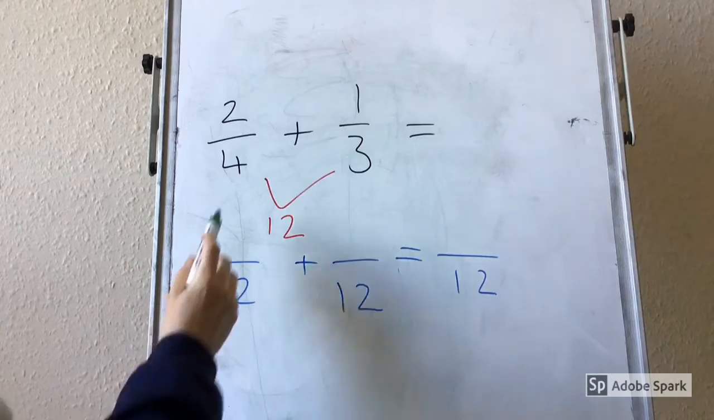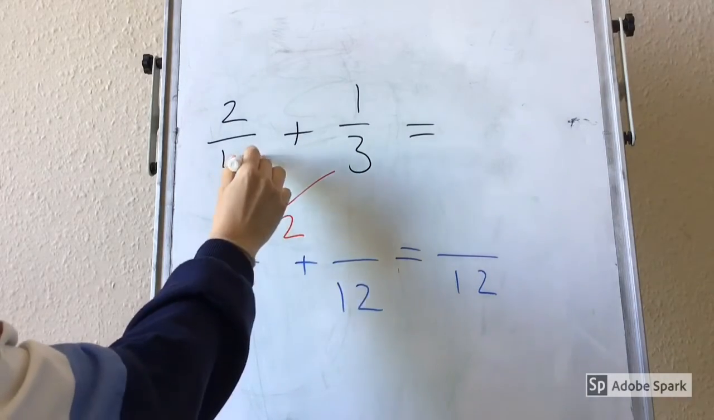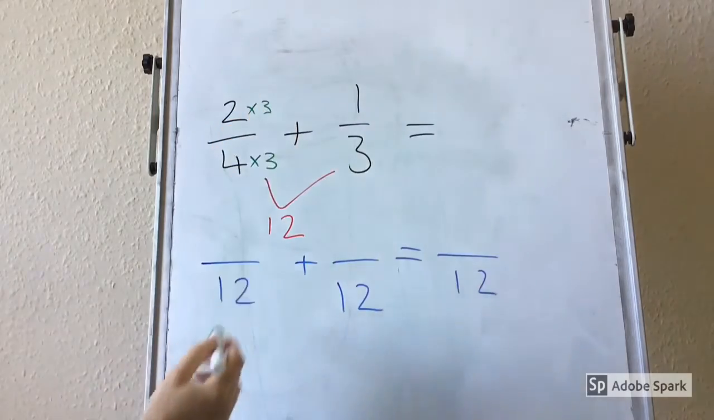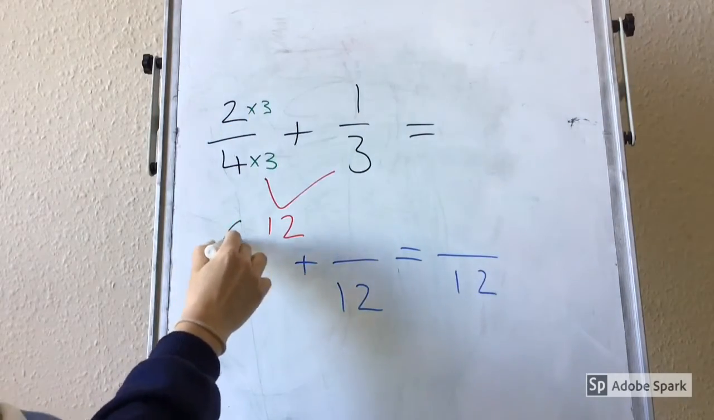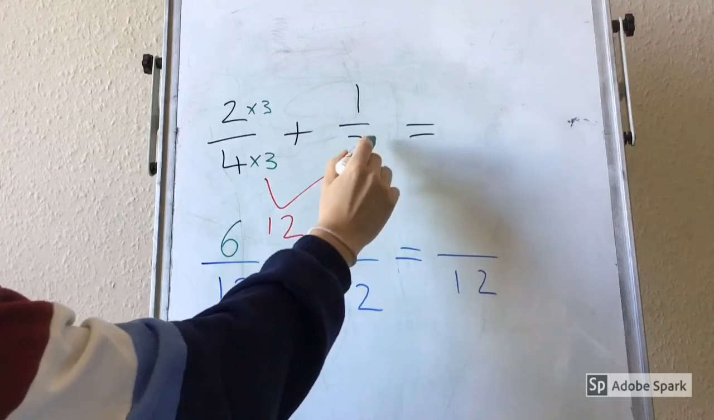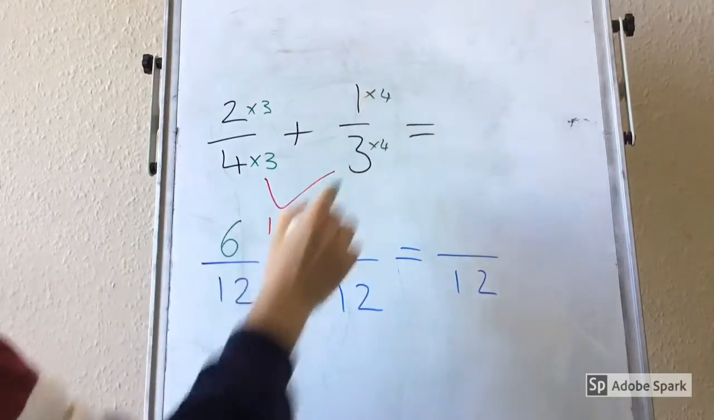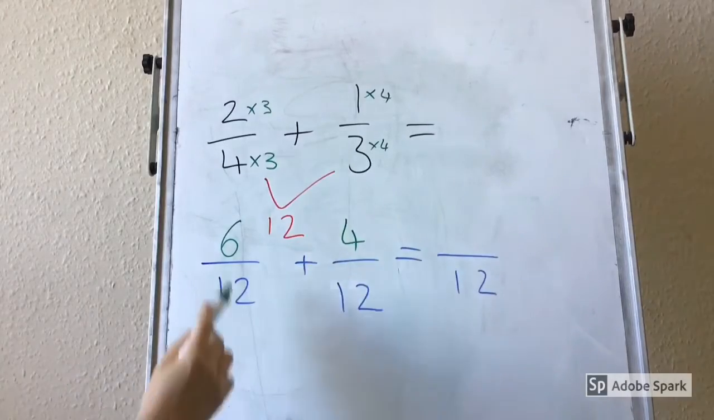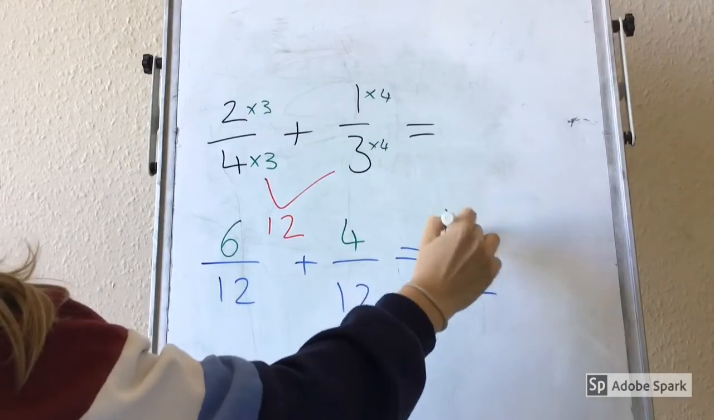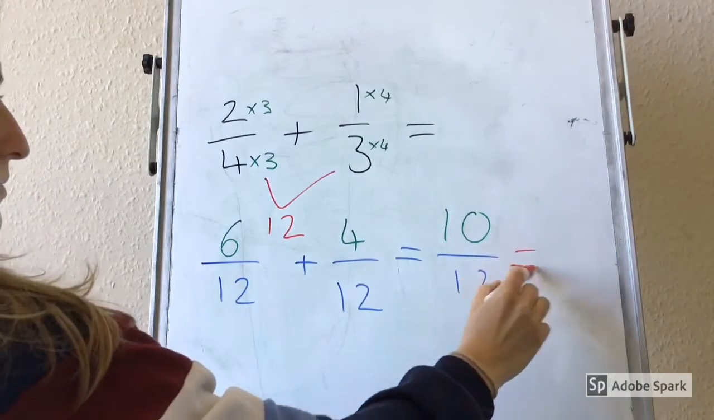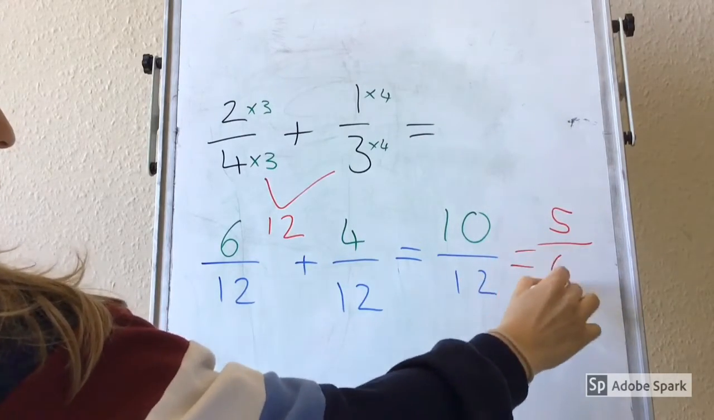So let's start with our 2 quarters. We need to work out how we got from 4 to 12. We know that 4 times 3 is 12, so we need to do exactly the same thing to our numerator, and 2 times 3 is 6. Moving on to our 1/3, 3 times 4 is 12, so we need to times our numerator by 4 as well, which makes 4 twelfths. 6 plus 4 is 10, so here our answer is 10 twelfths, and this is equivalent to 5 sixths.